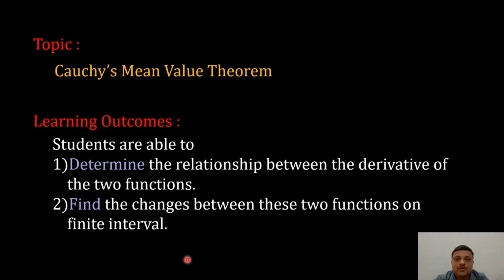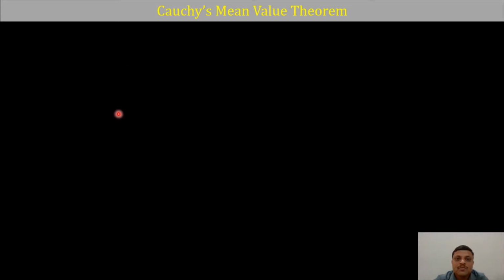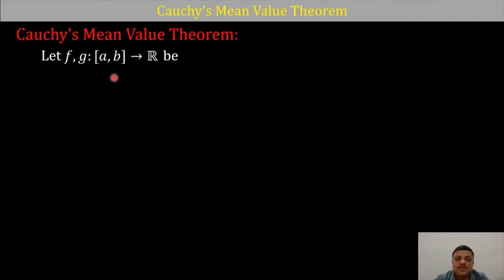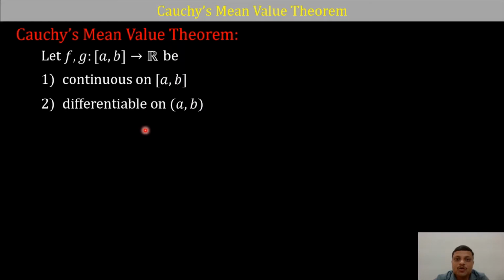So let's go for stating this theorem, for which we need to consider the two functions f and g which are defined on the closed interval [a, b] to the set of real numbers. These two functions must be continuous on the closed interval [a, b], they must be differentiable on the open interval (a, b), and the third condition is the second function g of x, its derivative must not be equal to 0 at any point x belongs to the open interval (a, b).